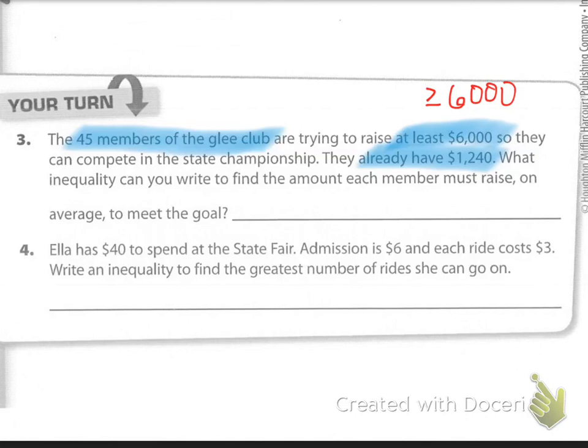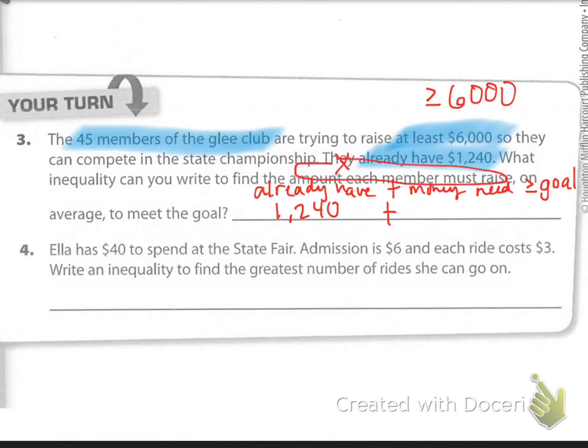So the way this inequality is going to work is you're going to take the money they already have and you're going to add the money they need to be greater than or equal to their goal. Well, in this case, the money they already have is 1,240 plus, well, how are they raising money? We can identify our x. It's the number of members.